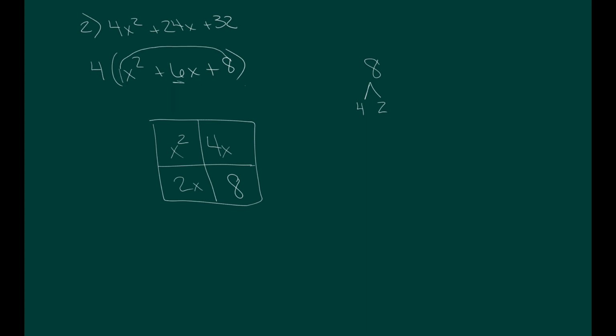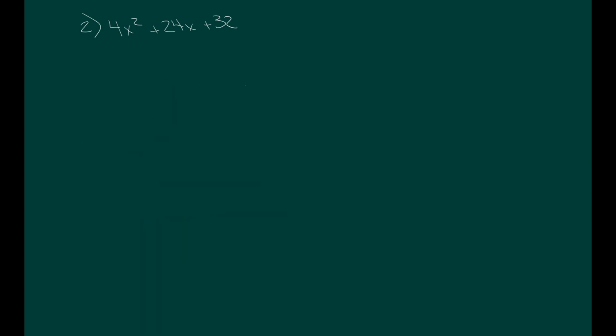Now I'm going to take out the greatest common factor of every row and every column. So I would have an x in the first row, 2 in the second row, an x in the first column, and in the second column I would have a 4. So that would give me x plus 4 and x plus 2, because this is a positive 4 and a positive 2. But don't forget the greatest common factor that we pulled out in the beginning, which was the 4.